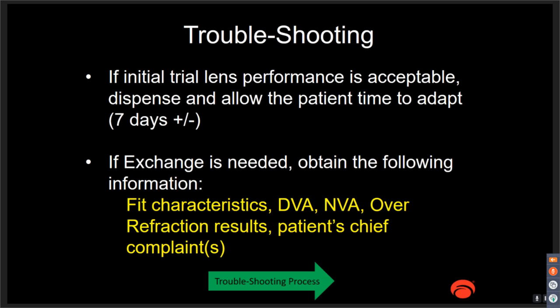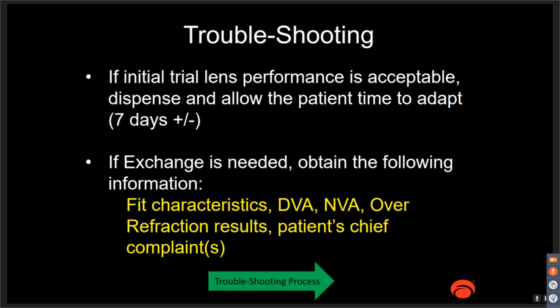Now, let's go through some troubleshooting. If the initial lens performance is acceptable, then dispense it and allow the patient time to adapt. You're going to have to explain to them how simultaneous vision works. The first thing I say to my patients is, the way you got to the office, you used simultaneous vision because you weren't staring at your windshield when you drove your car to my office. They'd have killed themselves. They were looking through a windshield at everything out into the distance.